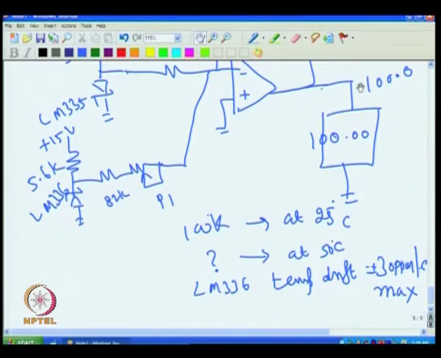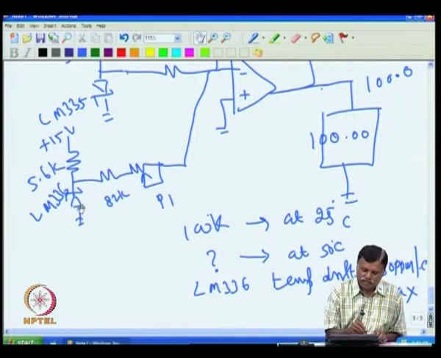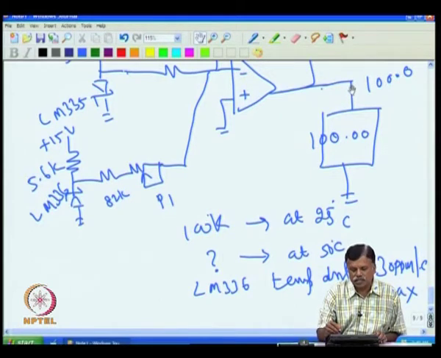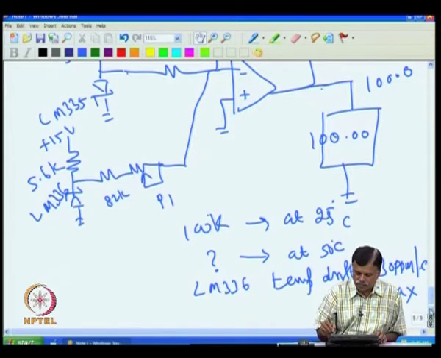So, we have to find only the worst case drift, and with that, what is the error that you are going to get. Now, consider only this LM336, and if this alone is drifting, what is the expected temperature error at the output? Let us calculate this today. Now, this is given as plus or minus 30 ppm per degree C.